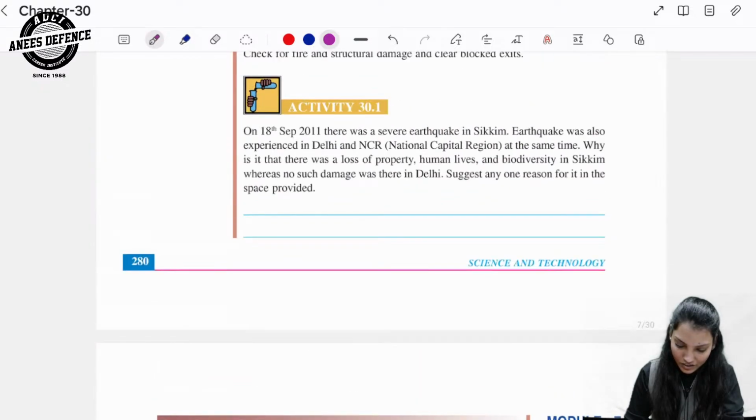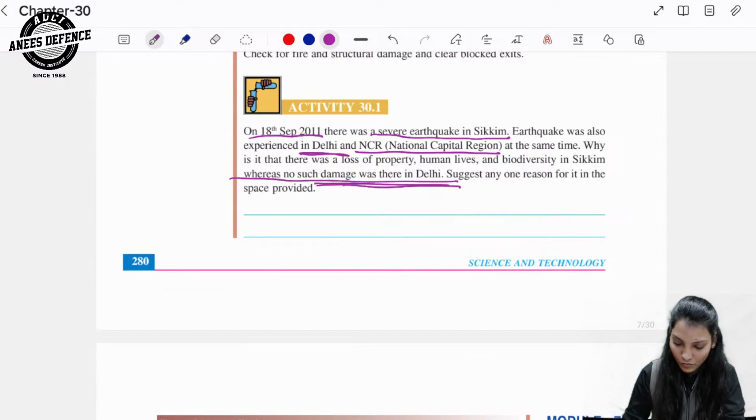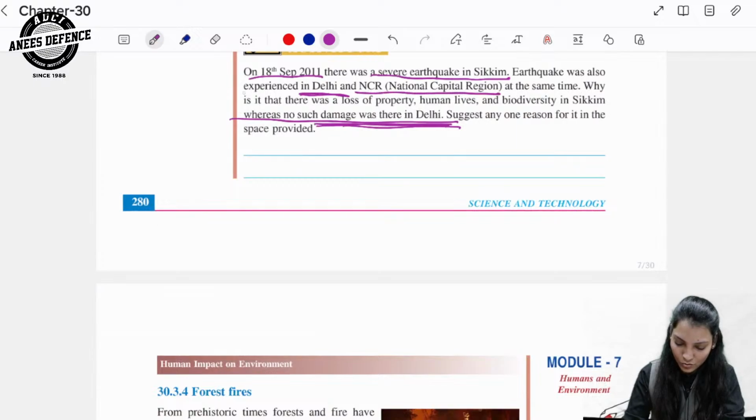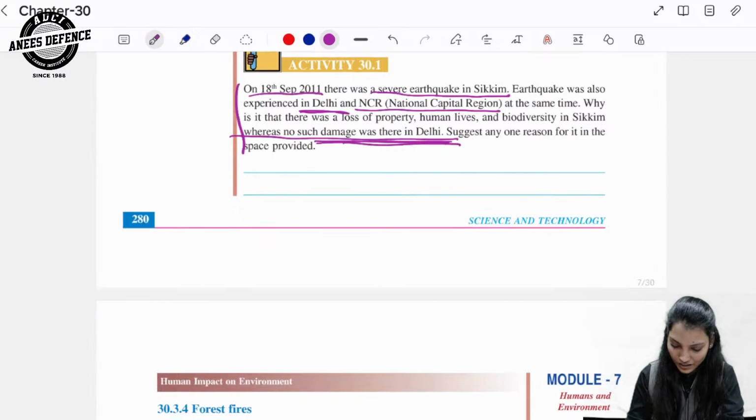Now there is one activity. On 18 September 2011, there was a severe earthquake in Sikkim. As we have already seen, in Sikkim there was a severe kind of earthquake. The earthquake was also experienced in Delhi, the NCR region, National Capital Region, at the same time. Why is it that there was a loss of property, human life, and biodiversity in Sikkim, whereas no such damage was there in Delhi? This is the activity which you have to complete. You can search it on Google. You can take the help of YouTube also to complete this particular activity.